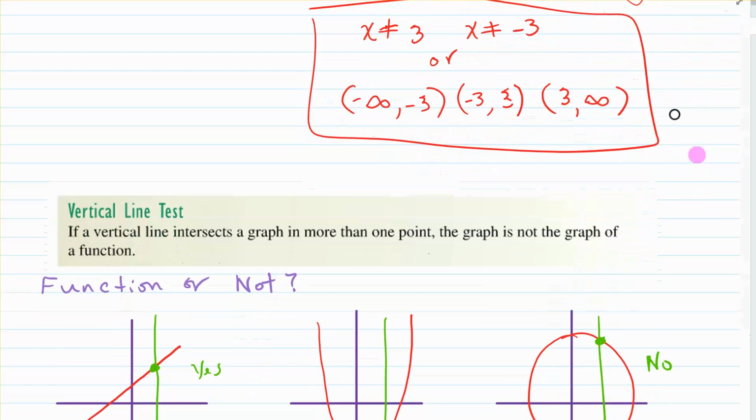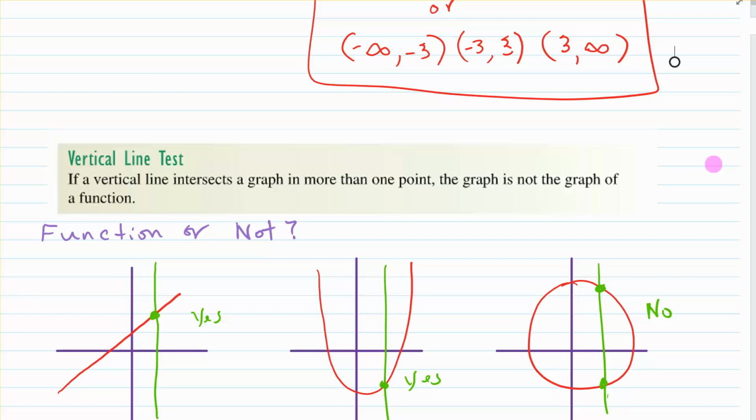The vertical line test is something we use when we don't have an equation, we don't have numbers or maps to look at, we just have a graph. You can literally take a vertical line and draw it through your graph. If it hits it only one time, it is indeed a function. So here with the straight line, that was fine. The parabola, we drew a straight line. But with the circle, when we draw that same vertical line, we hit it twice, so that fails to be a function.